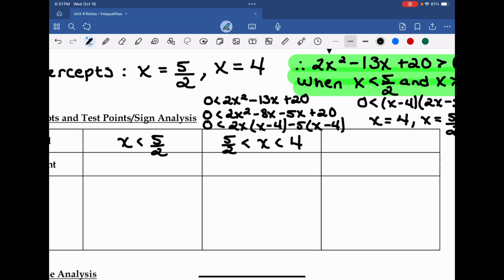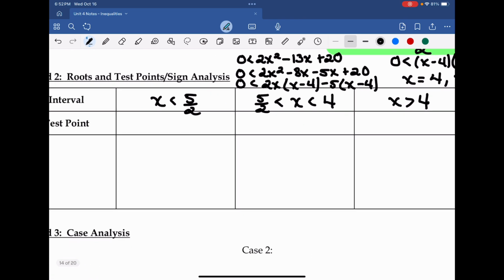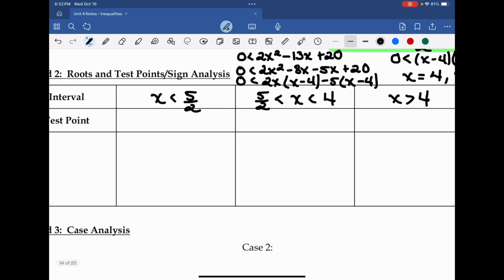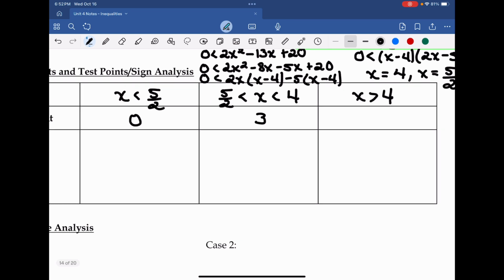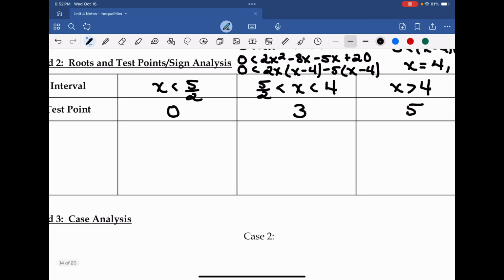So we want to test a point that's between the two x-intercepts. And then we want to test a point that's on the outside of these x-intercepts, aka x being greater than 4. Now let's pick some points to do that. Something that's less than 2.5, let's say 0, because 0 is an easy number to use. If it's between 2.5 and 4, a value that's between those two is 3. And then the value I'm going to choose that's greater is just the next integer past 4. We're going to choose 5 there. Perfect. Okay, let's plug these into our binomials and see what they equal.